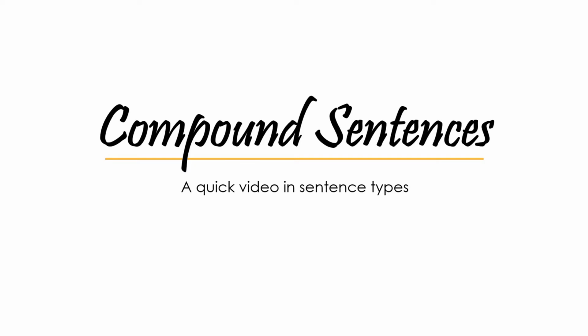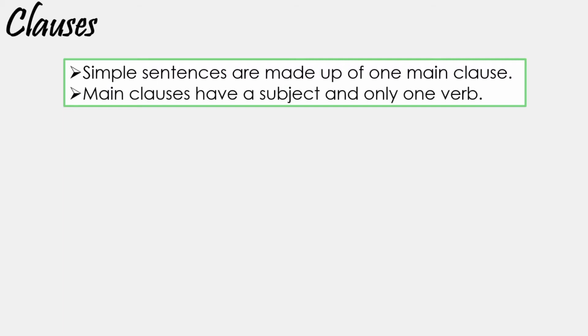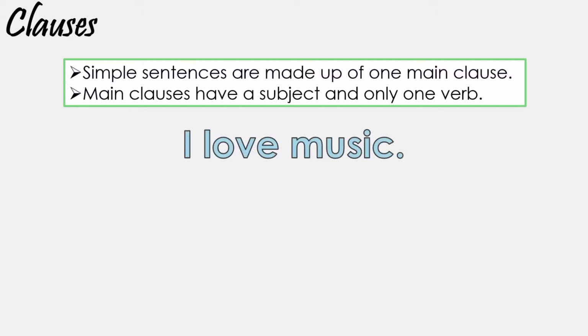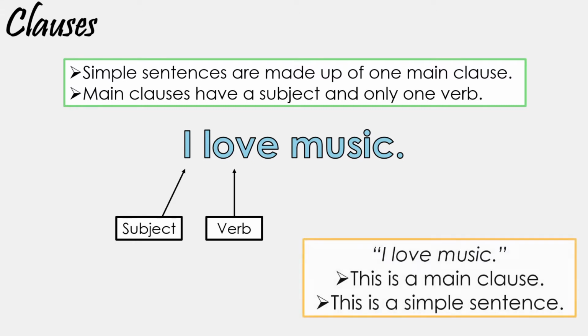Let's get started. Now in the video on simple sentences we discussed that a simple sentence is made up of one main clause, and also that a main clause is a part of a sentence that makes sense by itself and is made up of only one verb and a subject. For example, I love music. That's a simple sentence, it's a main clause. Love is a verb and the word I is the subject, the thing that performs the verb, so all told, I love music is one main clause and it's a simple sentence.